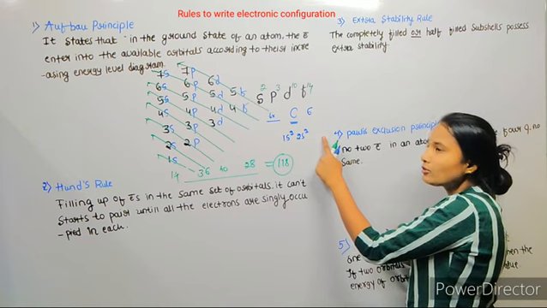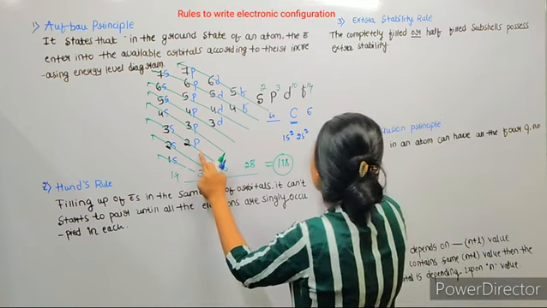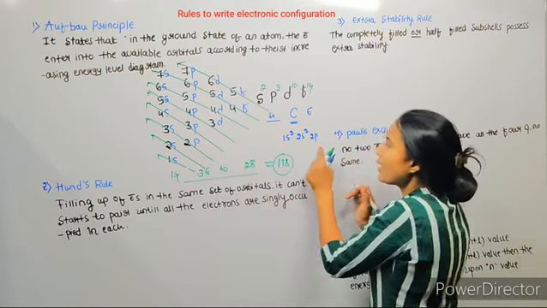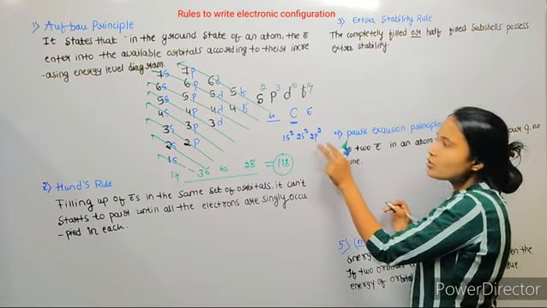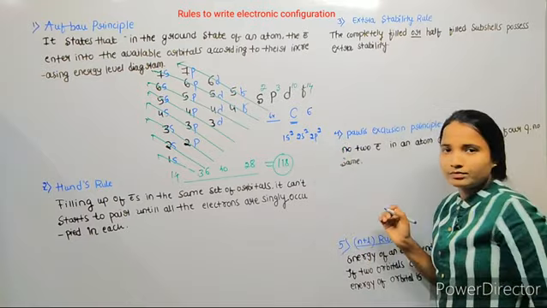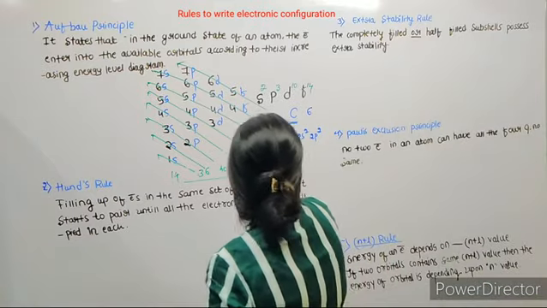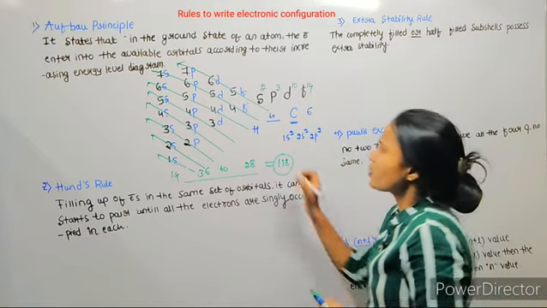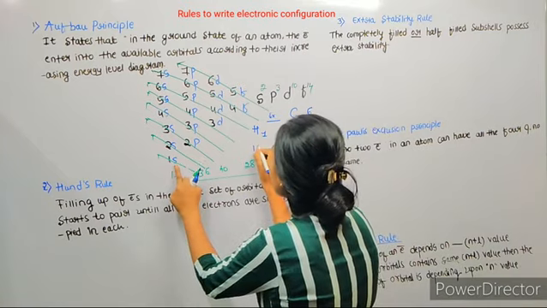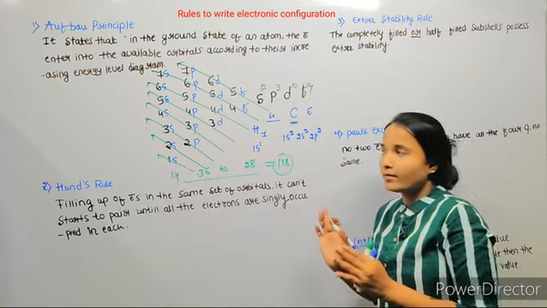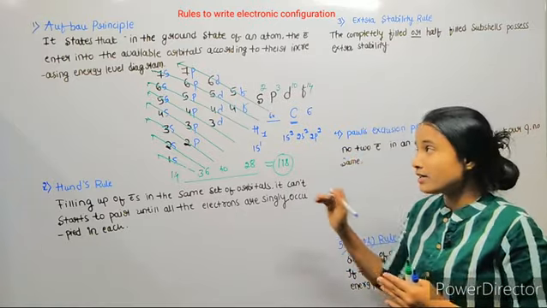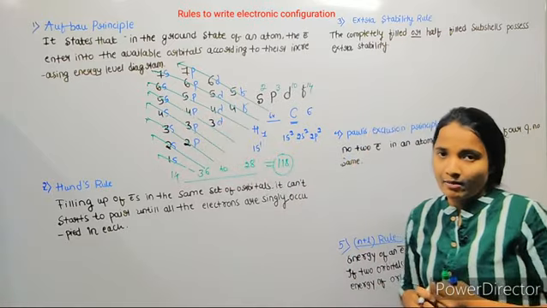Now we have to write another 2 electrons. After this, we can move to the 2p. The maximum capacity of the p orbital is 6, but I want only 2. So the electronic configuration of carbon is 1s2, 2s2, 2p2. For example, hydrogen, its atomic number is 1, so you can write 1s1. Likewise, you have to fill the electrons in the different types of orbitals according to the energy level diagram.